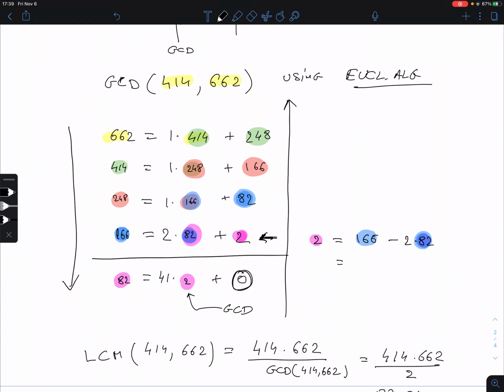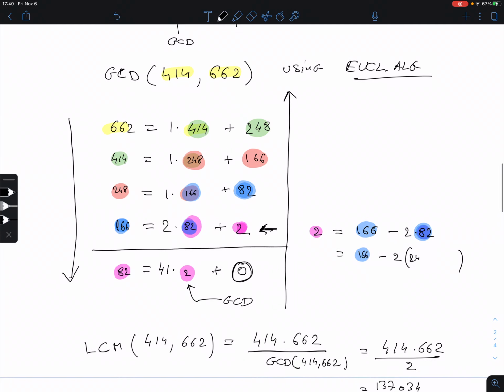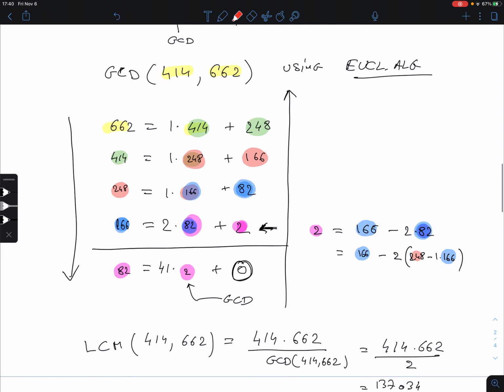I'm going to keep the coloring. This is a bit weird, this coloring, so I'm sorry about that, but that's how I can best show you. 166 minus 2 times, now this 82 I'm going to replace by this, bringing this to the other side. So I get 248 minus 1 times 166. Now remember, this was the blue number, and the 248 was a red number. That was the number that I used from the time before.